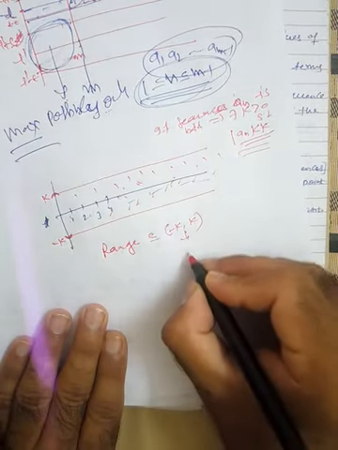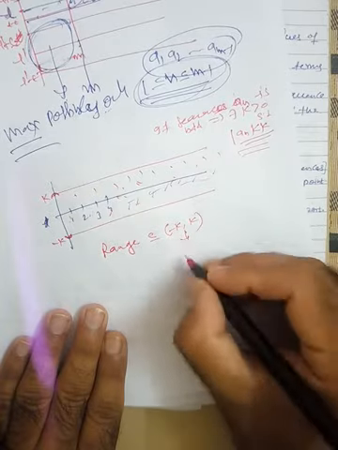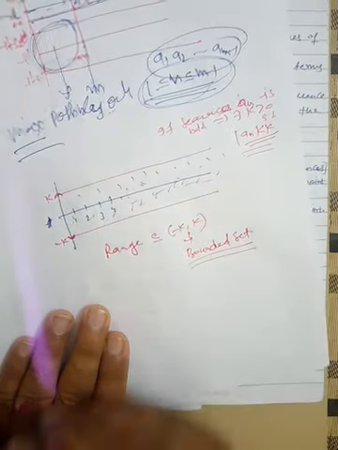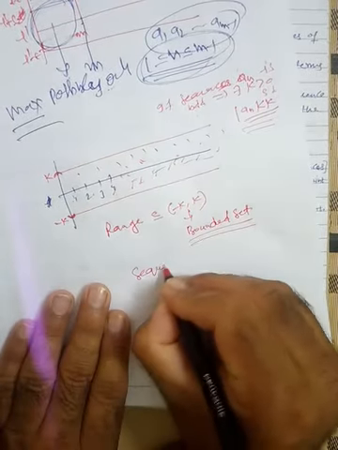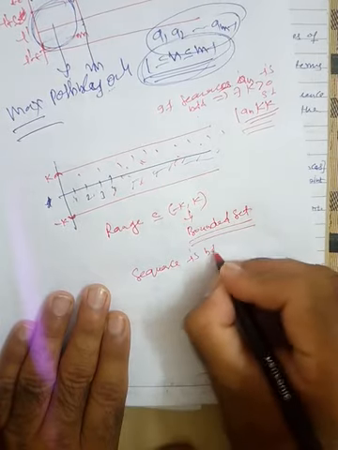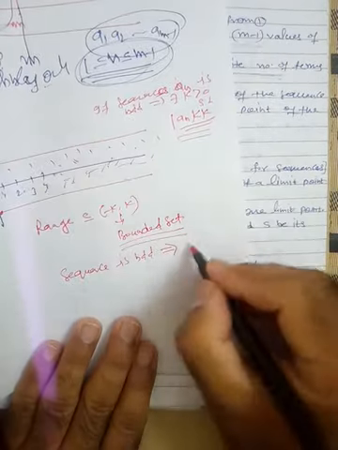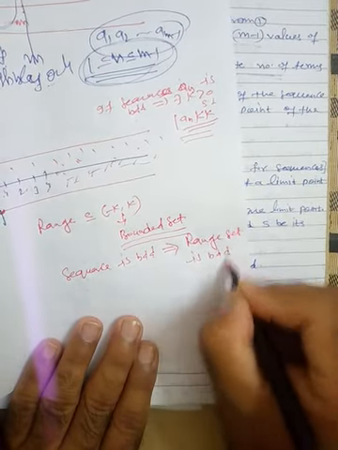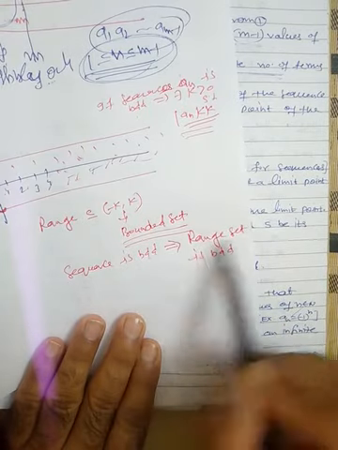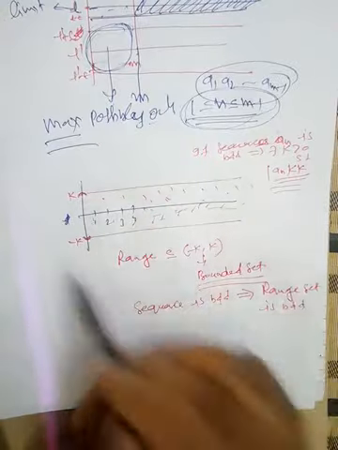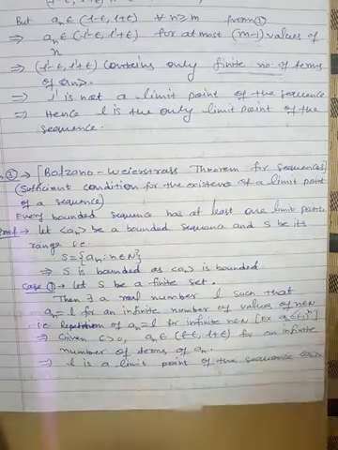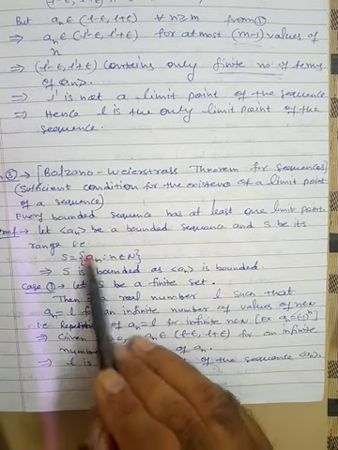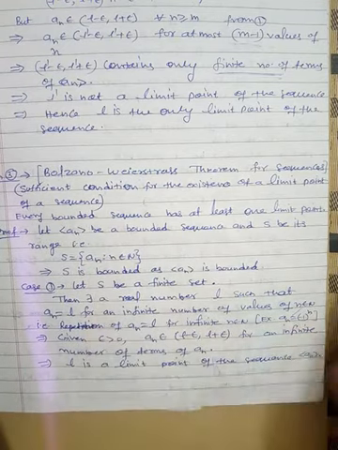Fine, and this is nothing but a bounded set. So if the sequence is bounded, this implies the range set is bounded. If the sequence is bounded, then the range set is also bounded, and you can easily understand this. So let a_n be the bounded sequence and S be its range set. That S is nothing but the collection of a_n.